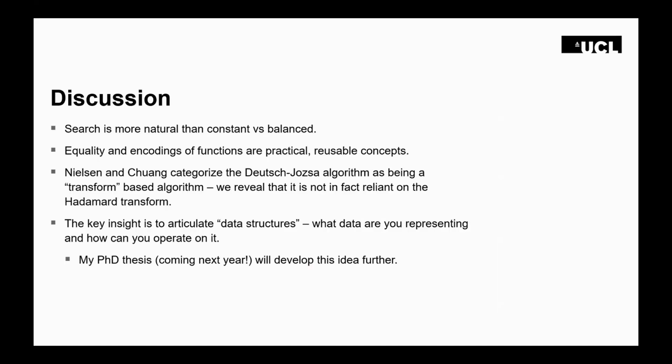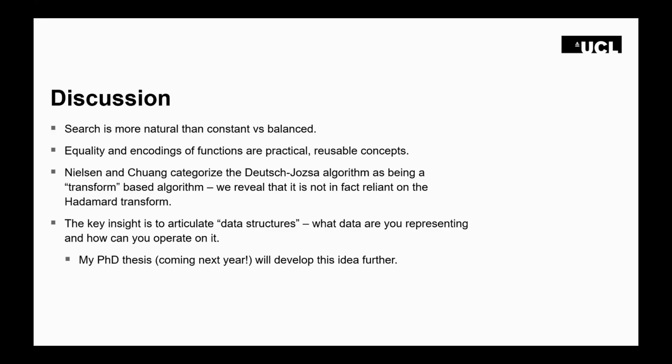But now to come back to everything, what's the big upshot of all of this presentation? Search is a more natural first problem to introduce than this constant versus balanced problem. So I think students entering a quantum computing course will feel more at home. To speak in terms of what the previous speaker said, this is a more familiar concept. If you're a computer scientist, why would you want to care about constant versus balanced? Give me a search problem or a graph problem or something I've seen before. Give me something analogous to what I've seen before.